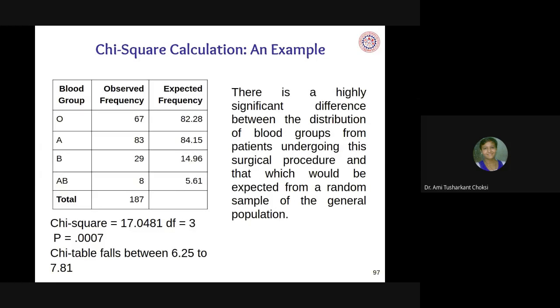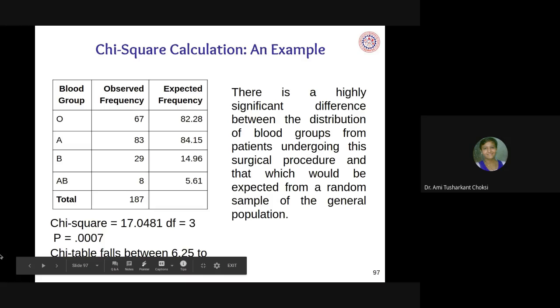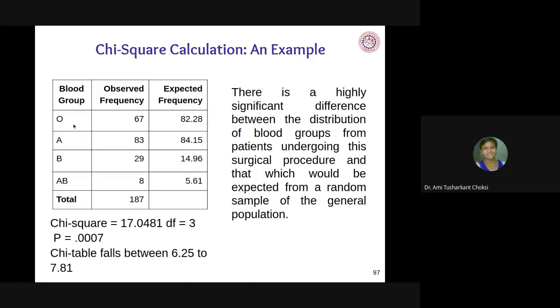Now, what is the case here? One more example is given to us. The blood group is here, and observed frequency and expected frequency are given to us. We need to find the chi-square. How do we find that? It is known to us, that is sigma O minus E whole square upon E, right?